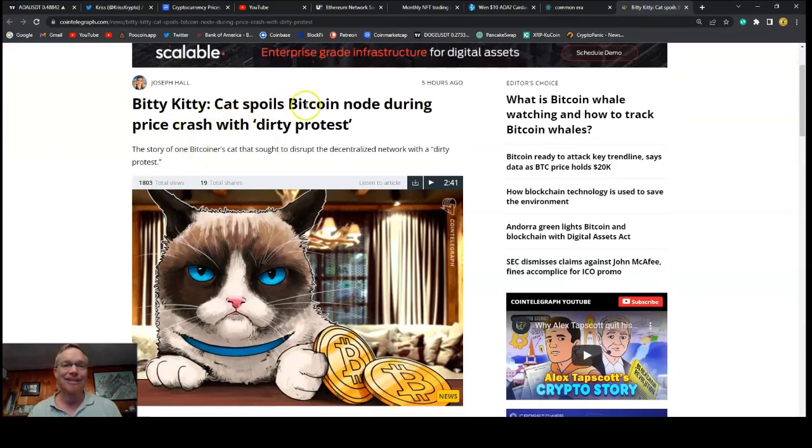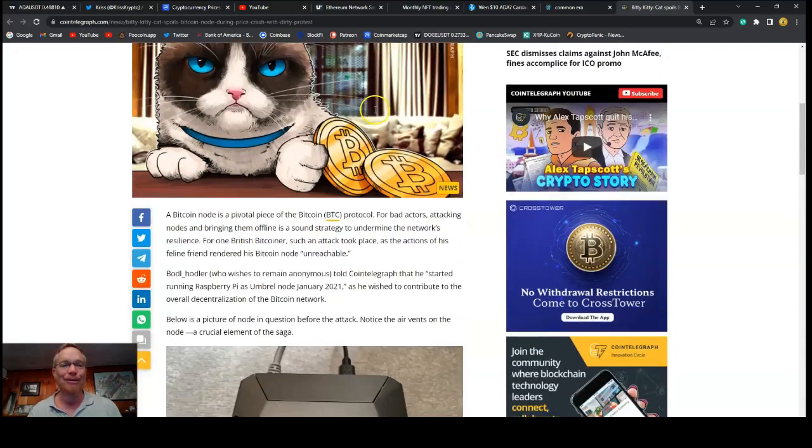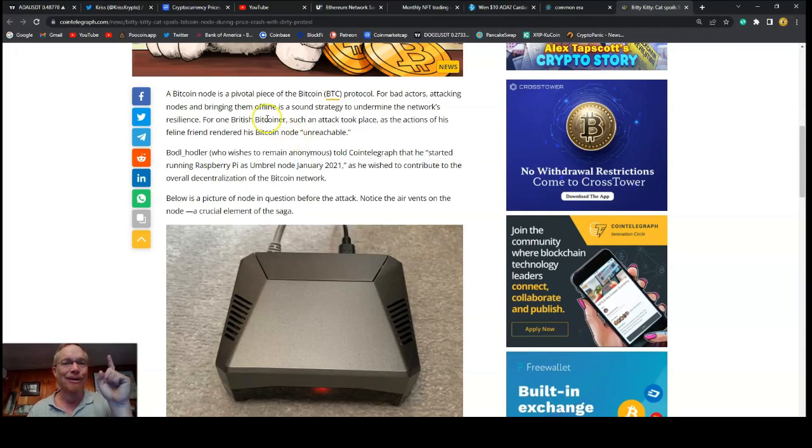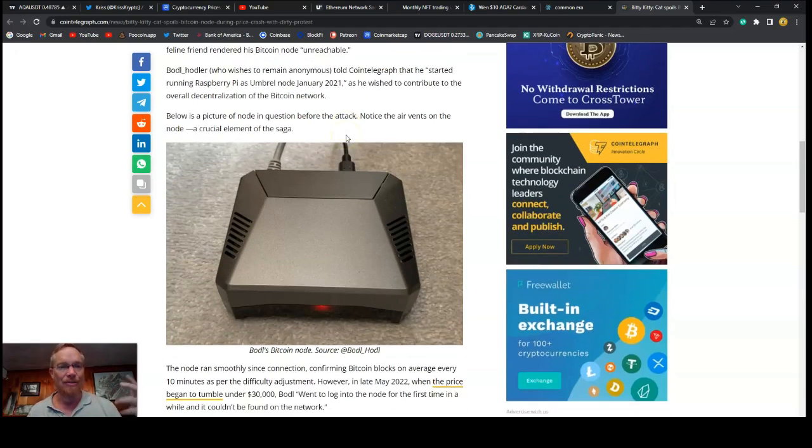And finally, we have this story on Cointelegraph. Bitty kitty, a cat spoils a Bitcoin node during price crash with dirty protest. The story of one Bitcoiner's cat that sought to disrupt the decentralized network with a dirty protest. So, a Bitcoin node is a pivotal piece of the Bitcoin protocol. For bad actors, attacking nodes and bringing them offline is a sound strategy to undermine the network's resilience. For one British Bitcoiner, such an attack took place as the actions of his feline friend rendered his Bitcoin node unreachable. Bodle, who wishes to remain anonymous, told Cointelegraph that he started running a Raspberry Pi Umbrella node in January 2021. He wished to contribute to the overall decentralization of the Bitcoin network.